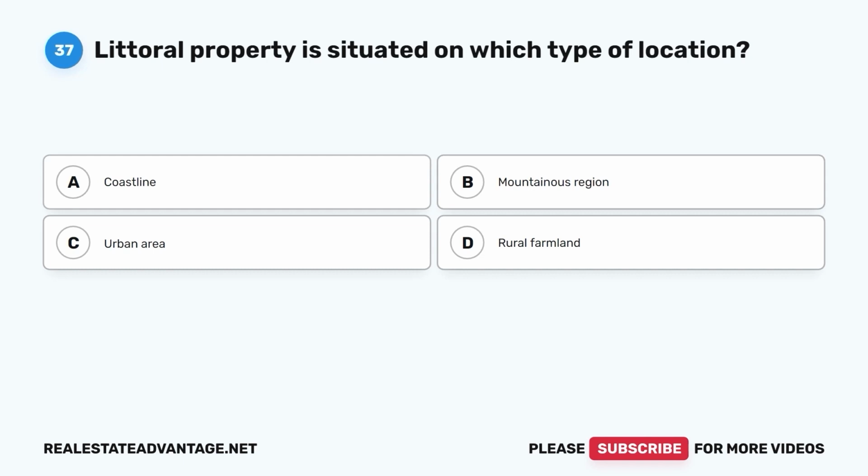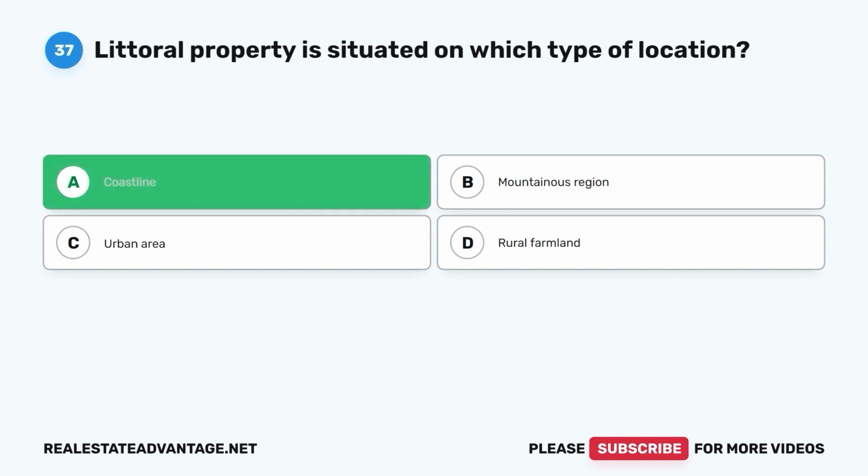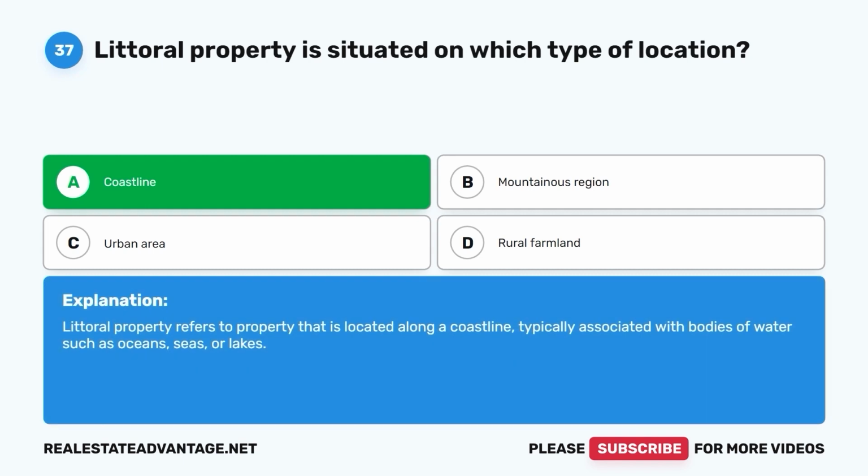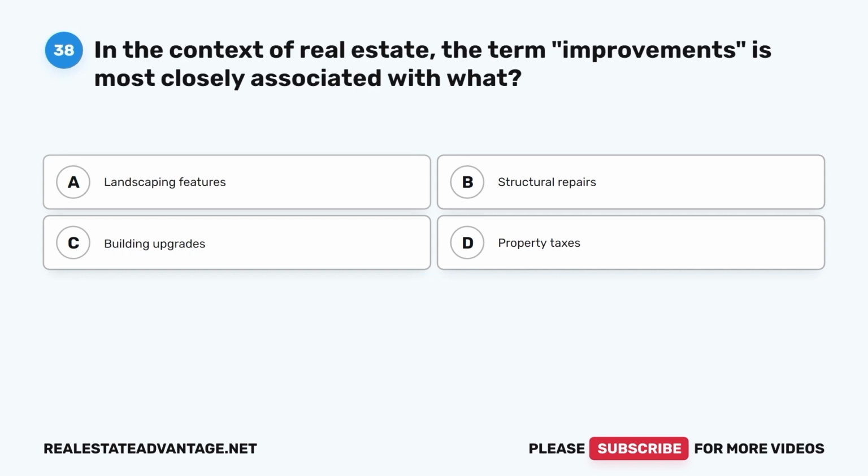Littoral property is situated on which type of location? A. Coastline. B. Mountainous region. C. Urban area. D. Rural farmland. The correct answer is A. Coastline. Littoral property refers to property that is located along a coastline, typically associated with bodies of water such as oceans, seas, or lakes. Question 38.